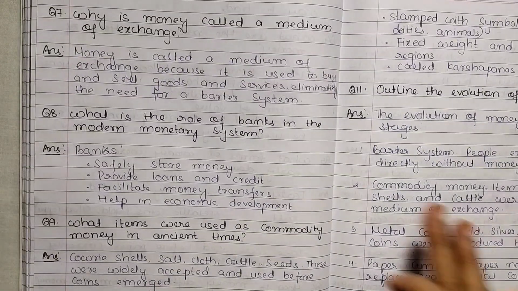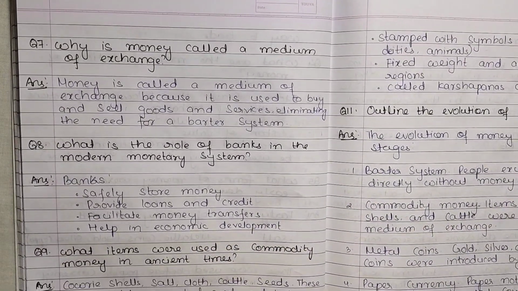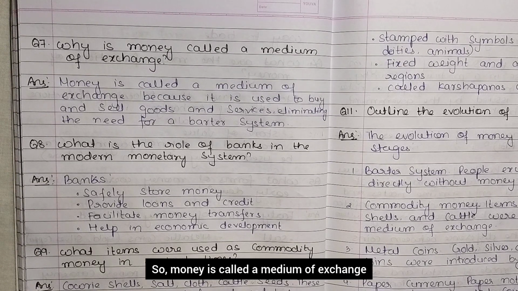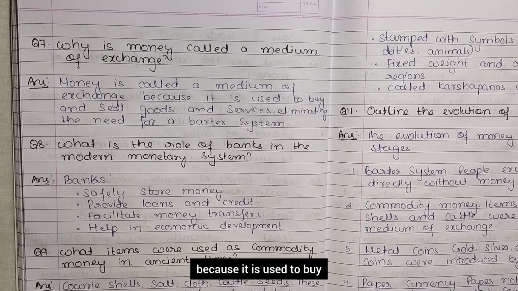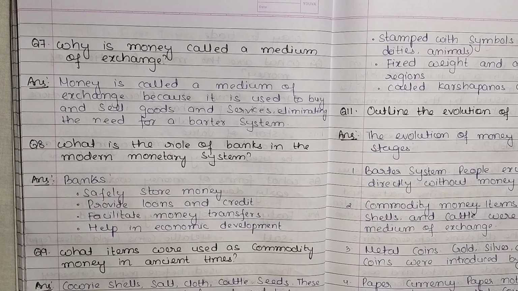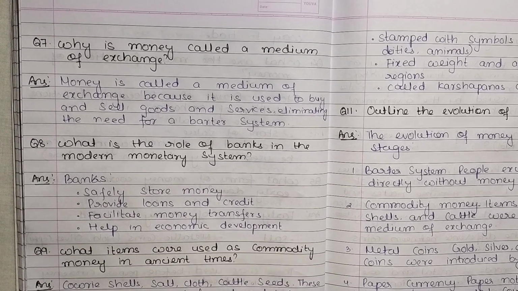Next, why is money called a medium of exchange? So money is called a medium of exchange because it is used to buy and sell goods and services, eliminating the need for a barter system.